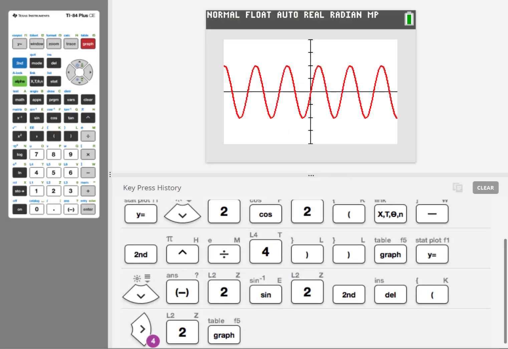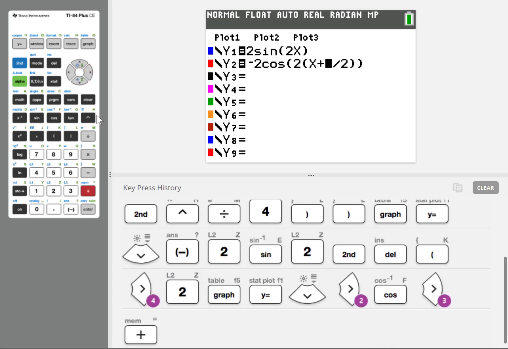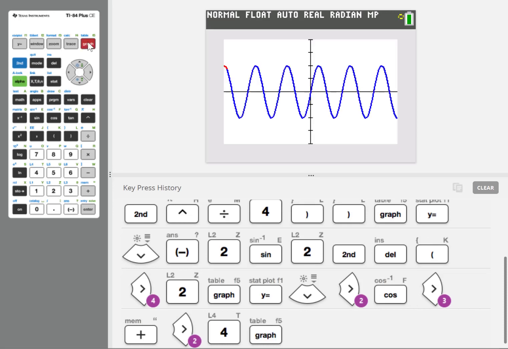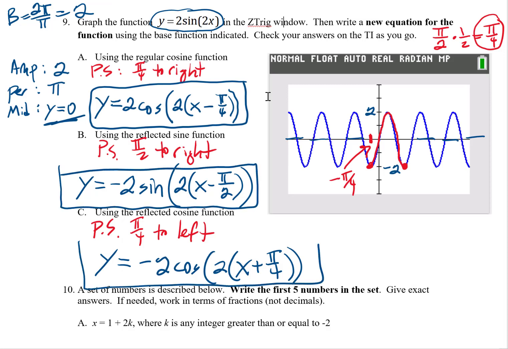Again, we can check it on the calculator. Y equals -2. We have cosine now, and then 2 times x plus pi over 4. And we'll hit graph, and once again, it's exactly the same. We have found 3 alternate equations that all generate that same initial graph.